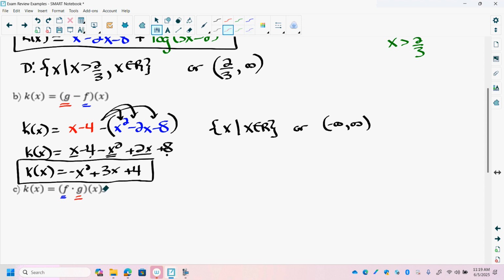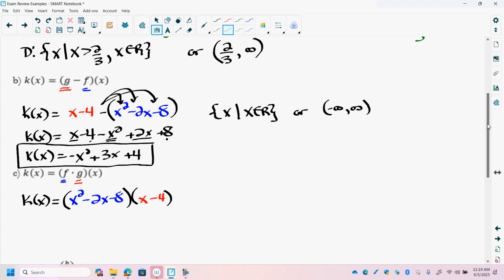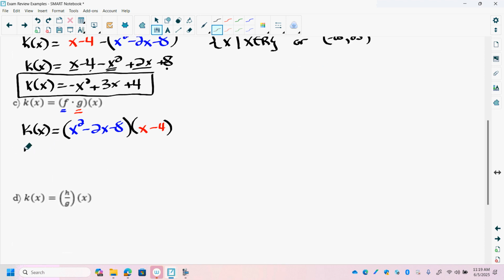In the next example, in part C, let's write them down. F is x squared minus 2x minus 8. And g is x minus 4. How am I combining them? Multiplication. When I simplify this, let's multiply this out. I've got 3 terms by 2 terms. How many terms should I end up with? 6. What's x squared times x?